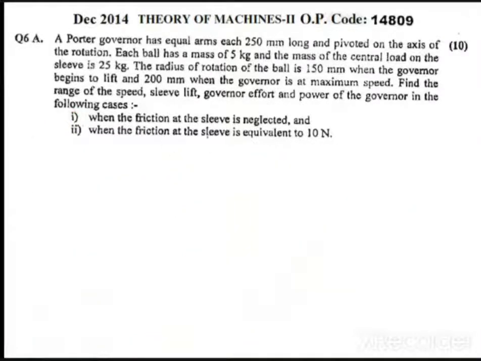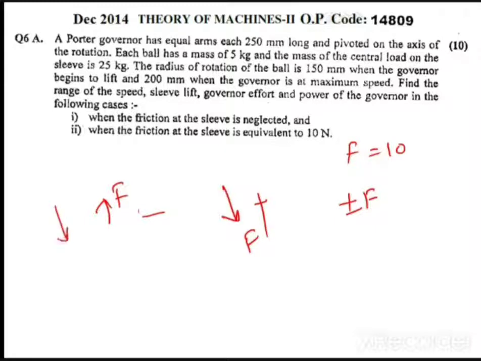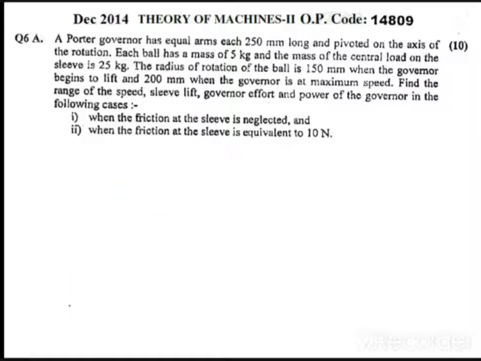And when the friction at the sleeve is equivalent to 10 Newton, so if F is equal to 10 Newton, we have to find plus minus F. Now you know that when the frictional force is upward, take it minus. When the frictional force is downward, take it plus. When the frictional force is upward, the sleeve movement is downward. When the frictional force is downward, the sleeve movement is upward. This all you know, and you have to just change the formula.